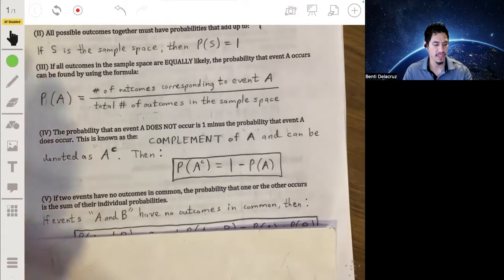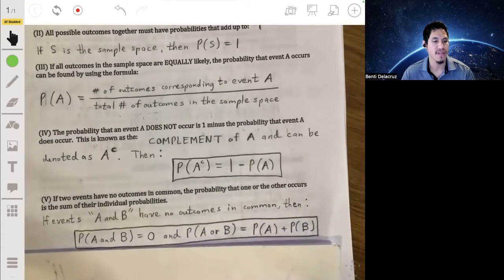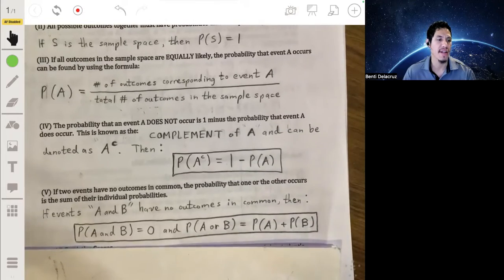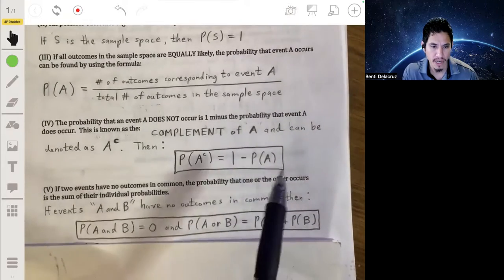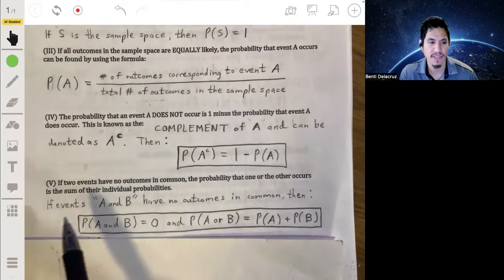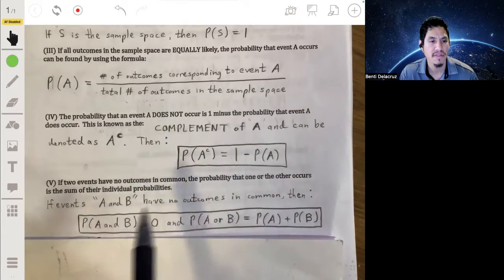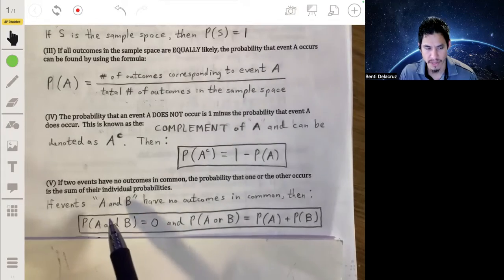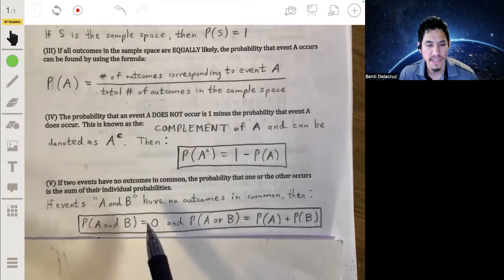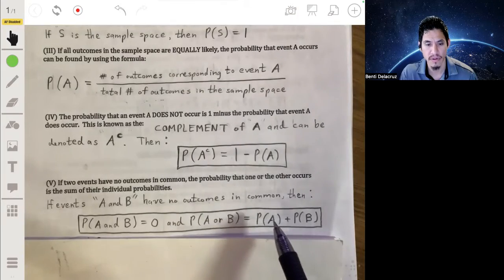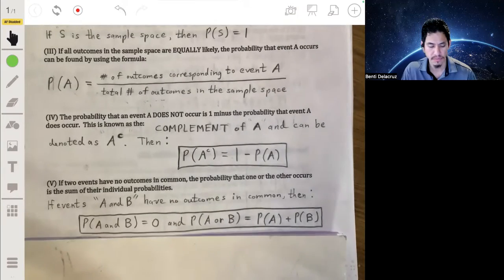All right, and the fifth rule says that if two events have no outcomes in common, then the probability that one or the other occurs is the sum of their individual probabilities. So if events A and B have no outcomes in common, then we say the probability of A and B is equal to 0 because they can't both occur together, and the probability of A or B is equal to the probability of A plus the probability of B.